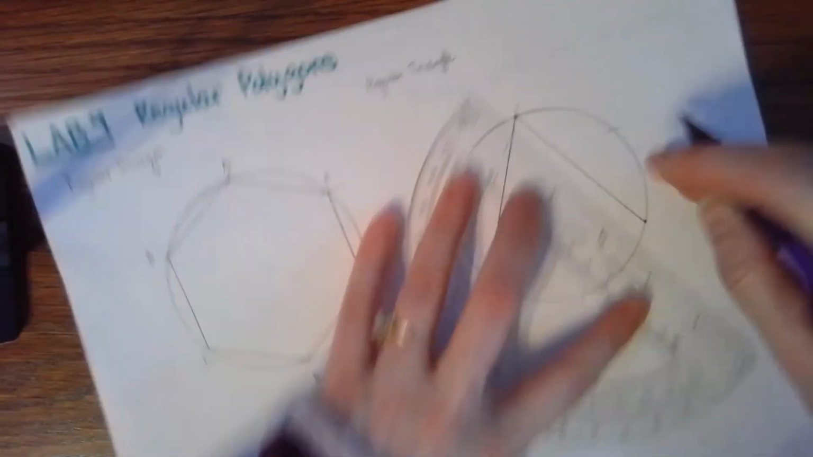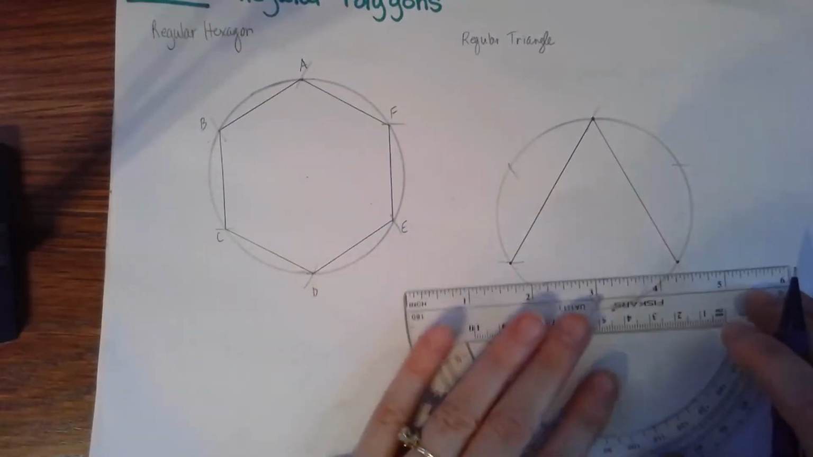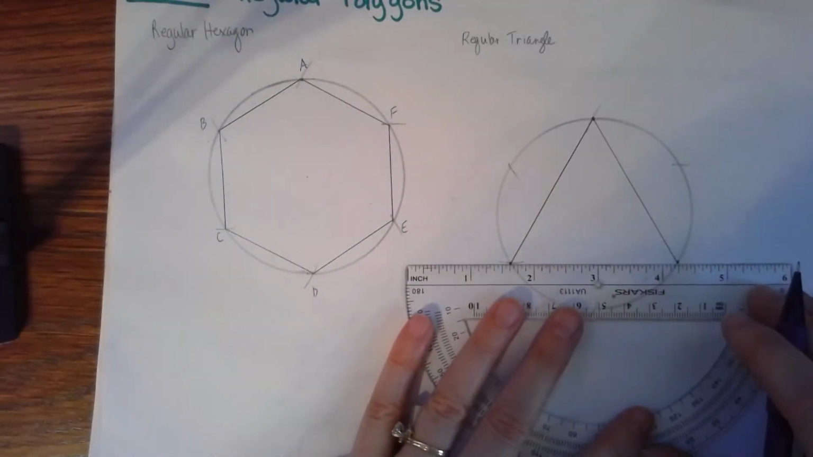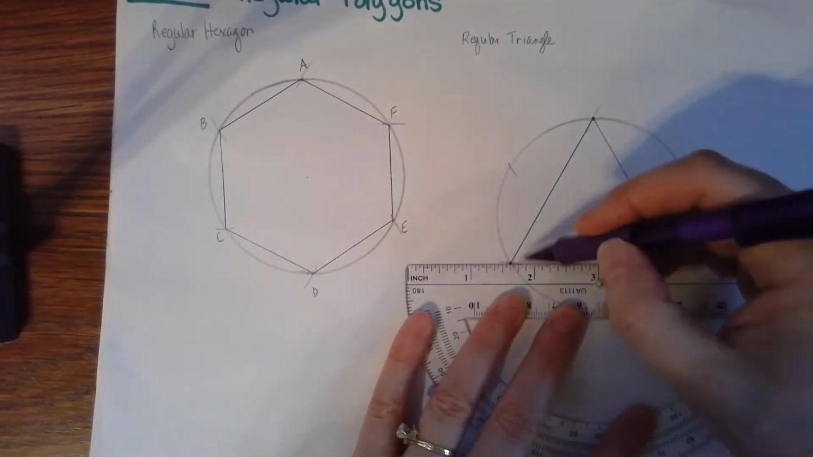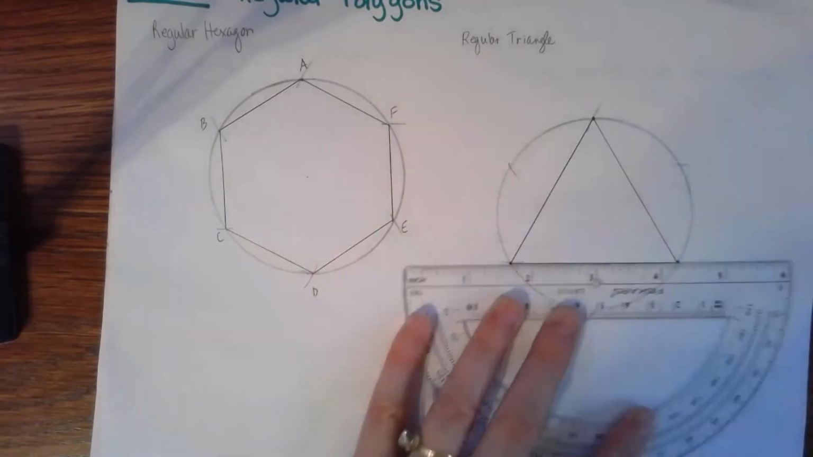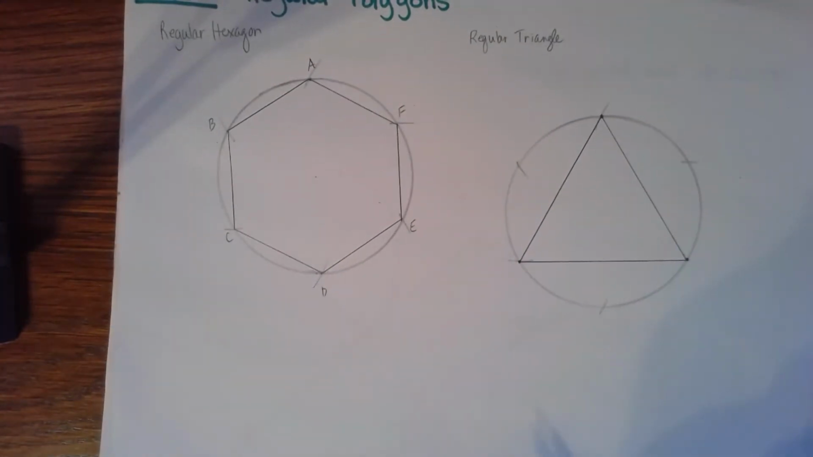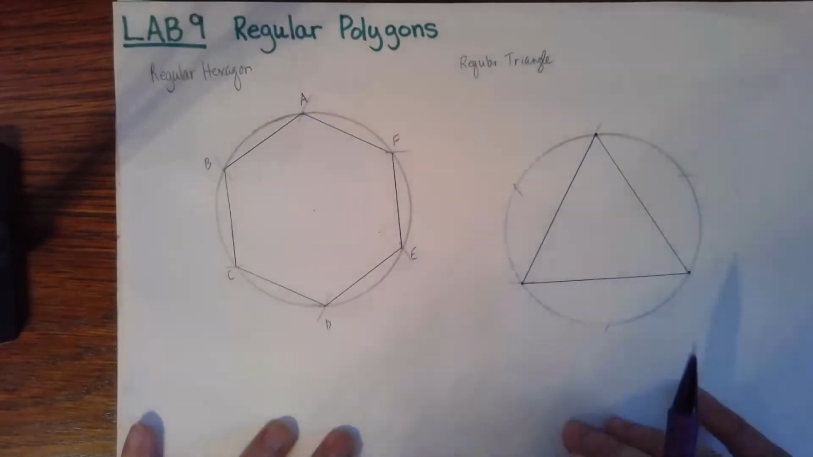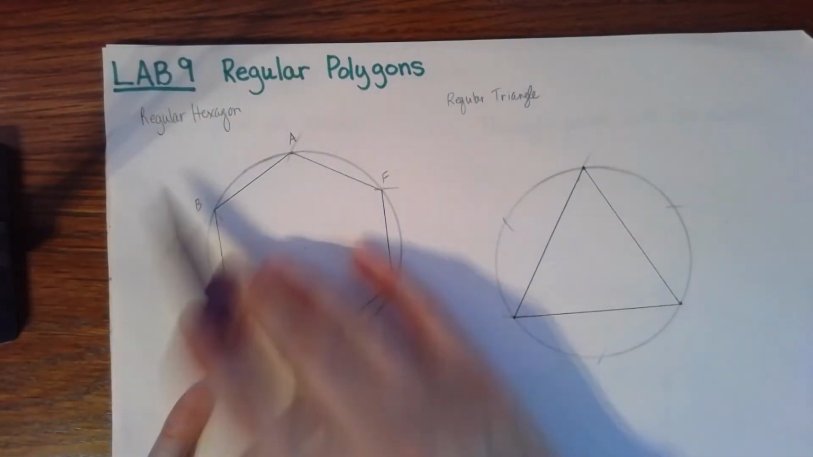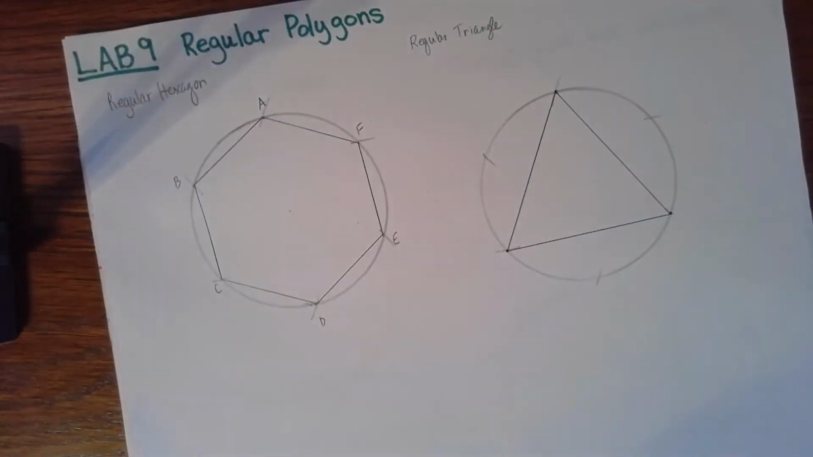Of course, there's an easier way to make a regular triangle, using the whole side congruency thing, but this is how we're going to do it in this lab. Okay, so there's a regular triangle. So this is just as easy as this one, because we're using the same points, we're just connecting every other one.